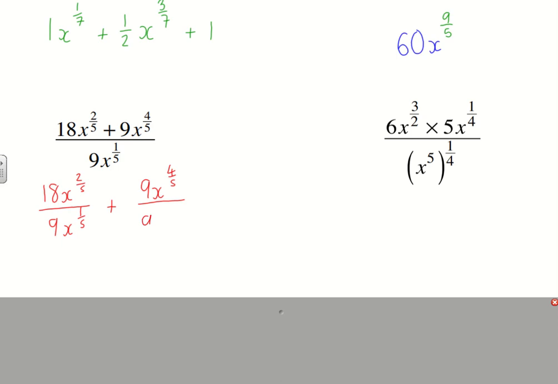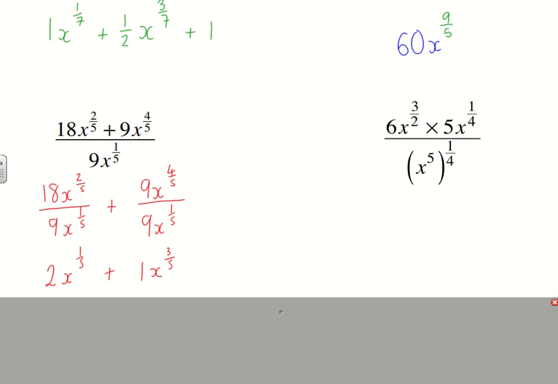So we've got 18 divided by 9, which is 2. We've got 2/5 take away 1/5, which leaves us with 1/5. 9 divided by 9 is just 1. You can even leave it out. 4/5 take away 1/5 is 3/5. Final answer. You can't do anything with that. That's just how it is. Okay, that is a fifth on the bottom.